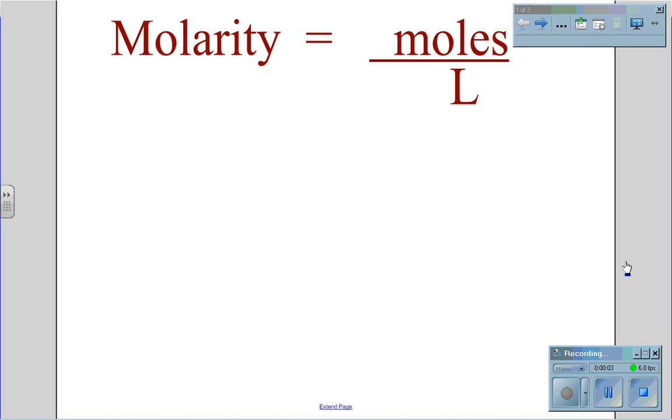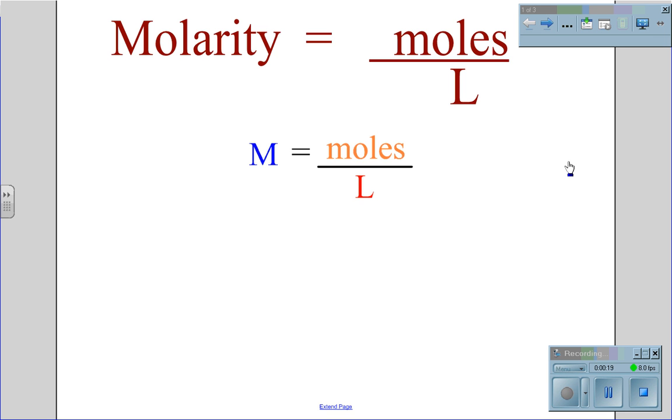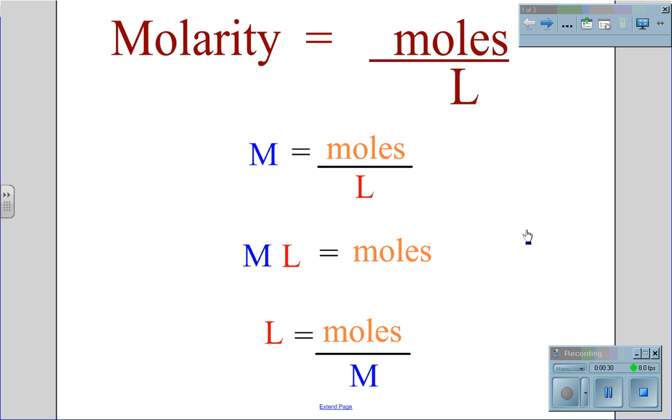Solving for molarity. Molarity is a comparison of the ratio of moles of the solute divided by the liters of solvent that the solute is being dissolved in. The equation can be written as M equals moles divided by liters. It can be rearranged to solve for moles by taking molarity times the liters, or it can be further rearranged to solve for liters by taking the moles and dividing by the molarity.